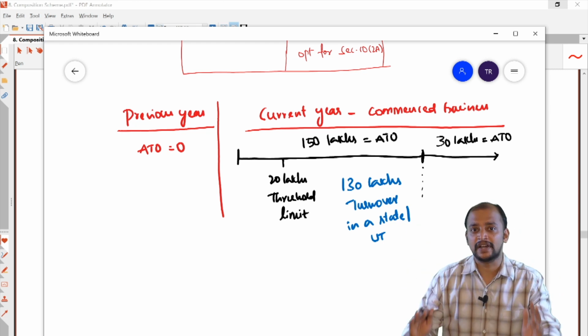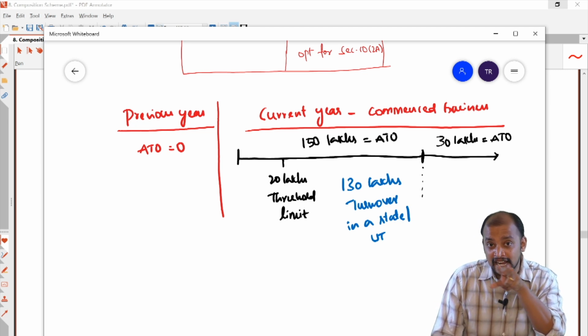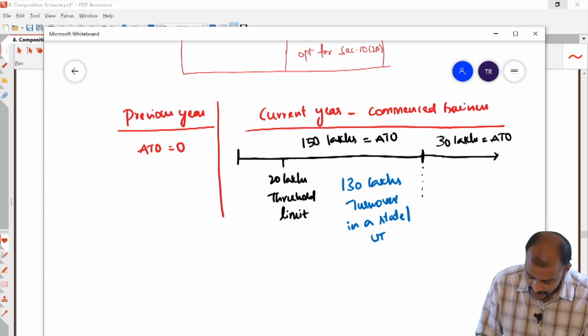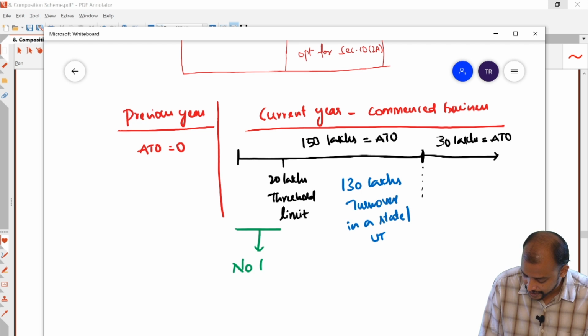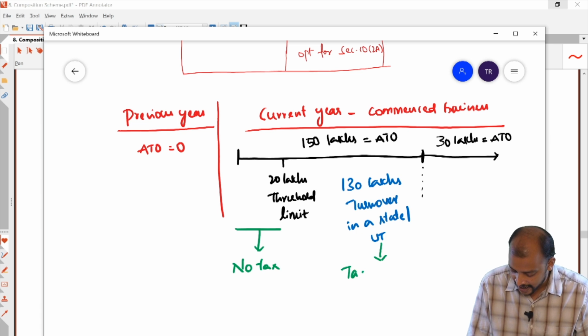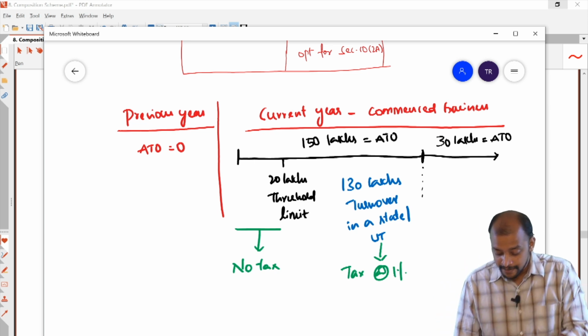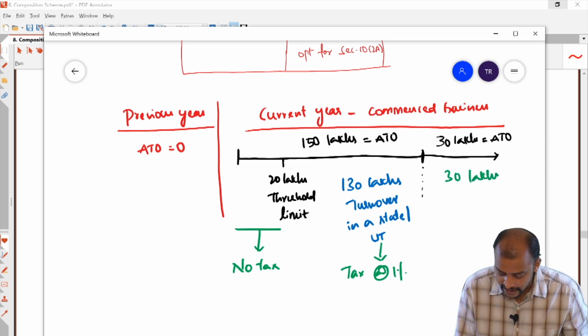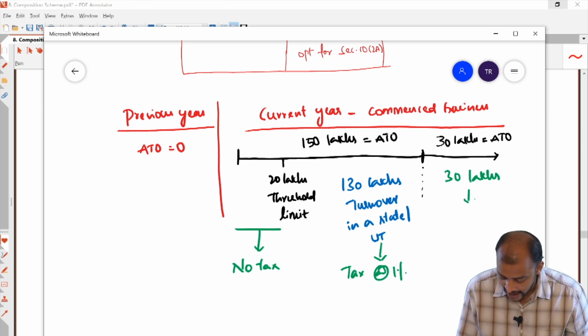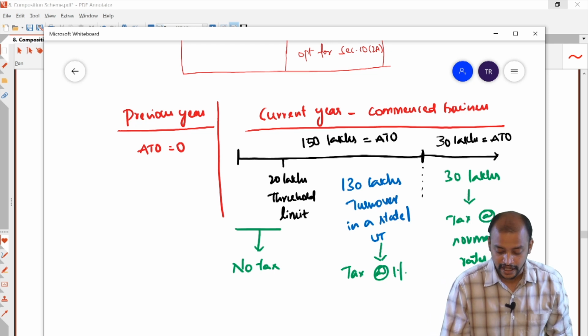In that 150 lakhs of aggregate turnover, when you calculate the tax under composition scheme, you should not take the threshold limit. So on this there is no tax. Then on this there will be tax at the rate of 1%, assuming that he is a trader. On the remaining 30 lakhs, the tax will be at normal rates. You understood what I am referring to?